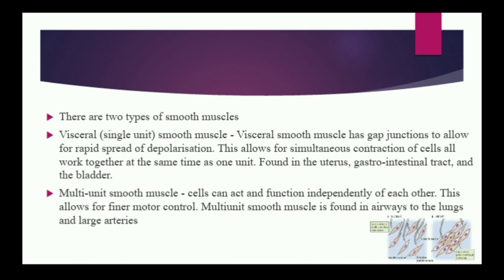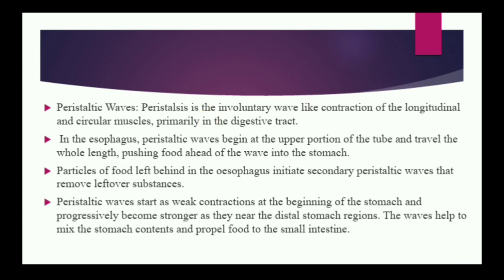Multi-unit smooth muscle cells can act and function independently of each other. This allows for finer motor control. Multi-unit smooth muscle is found in airways to the lungs and large arteries.